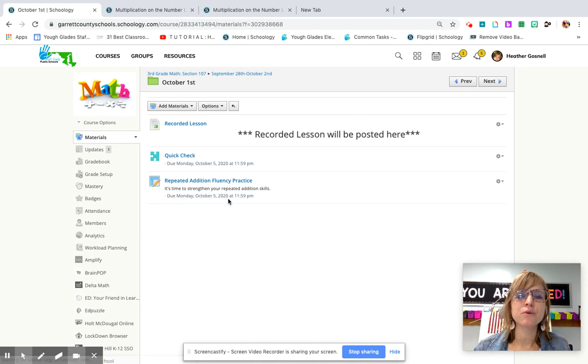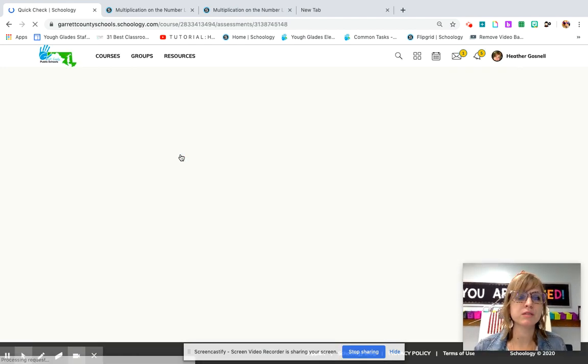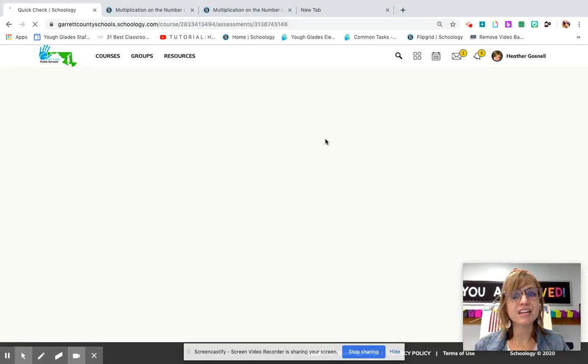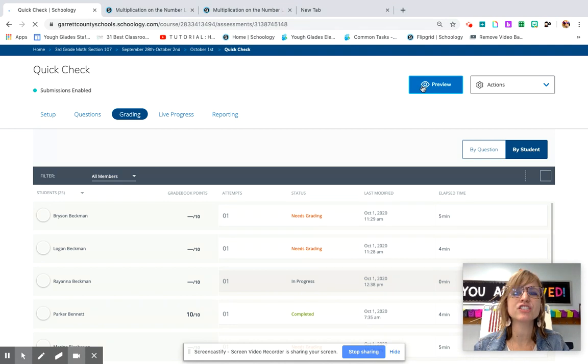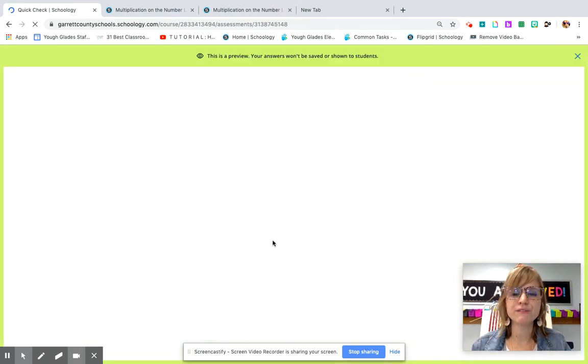On top of the quick check, you also have a repeated addition fluency practice because I want you to be really, really good at skip counting and repeated addition. It's going to make you awesome mathematicians, especially when it comes to multiplying. So let's hit on the quick check and I'm going to show you what that looks like. A lot of us completed it today in class during our live session.